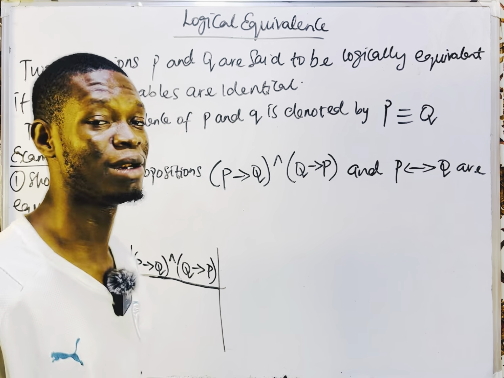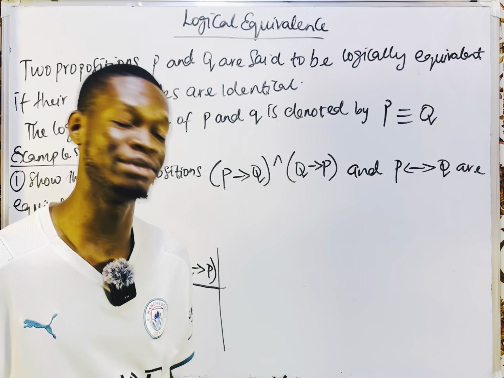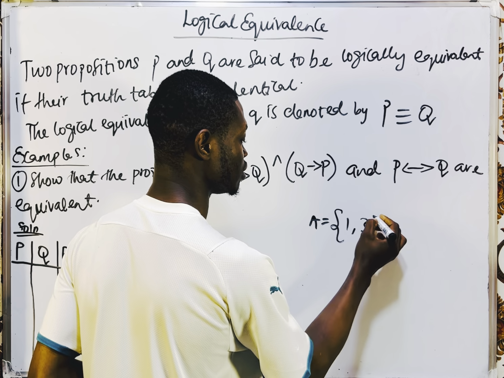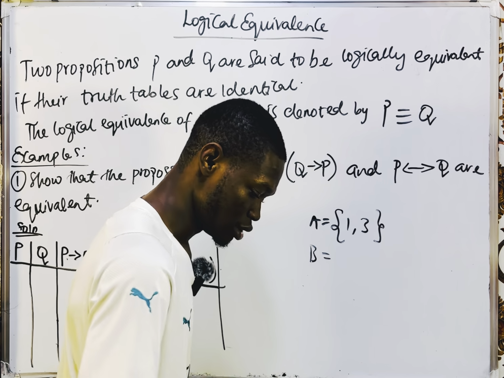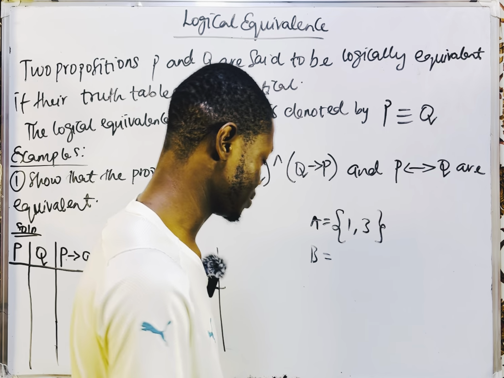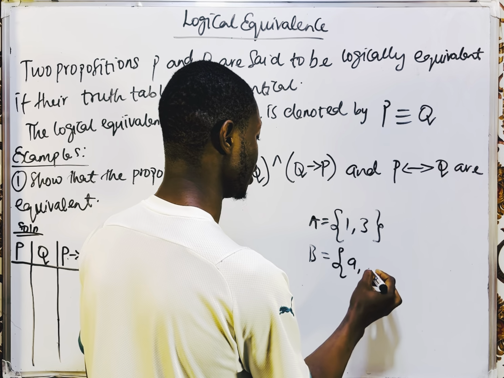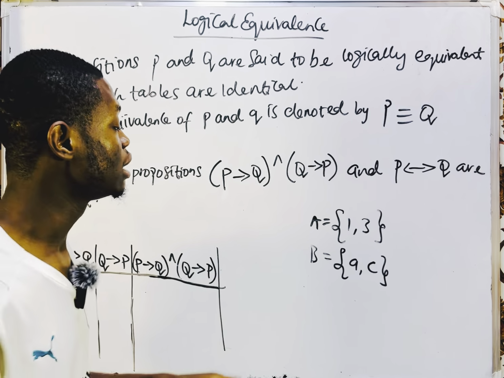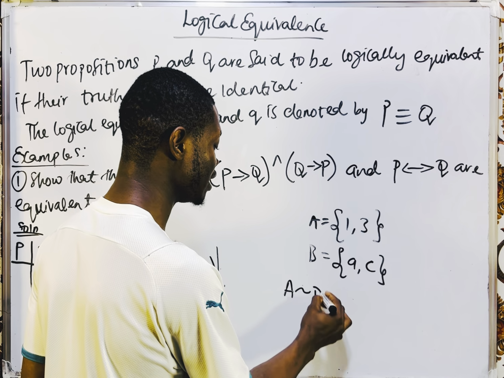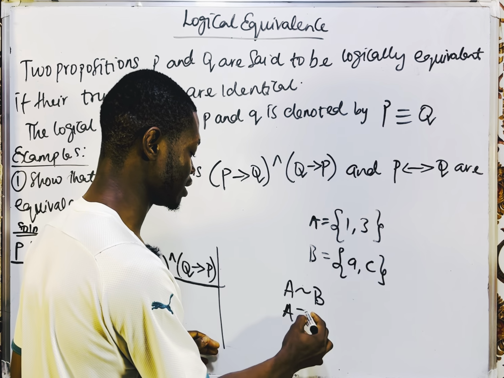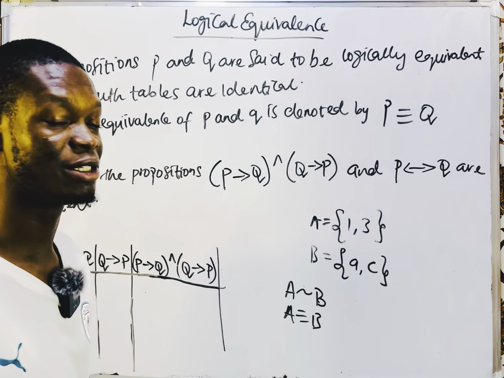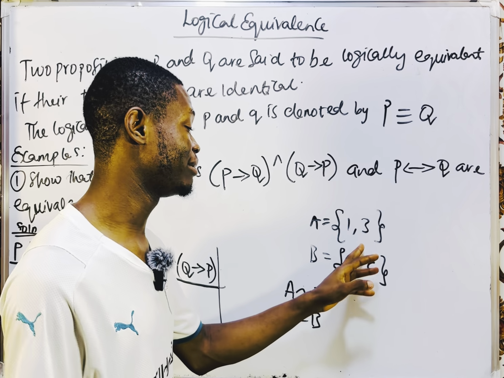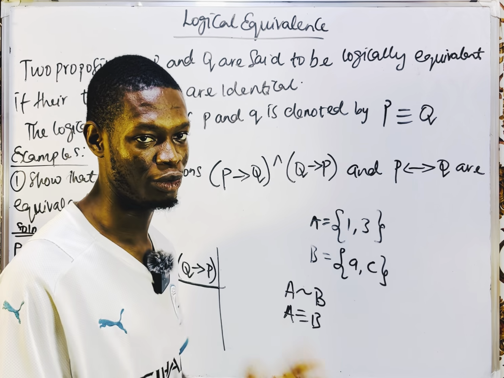So let me just explain what equivalence means using sets. For example, I have set A to be {1, 3}, and I have set B to be, let's say, {A, C}. Set A is equivalent to set B. You can use this symbol or this symbol. The reason is that their cardinalities are the same. How many elements are here? 1, 2. And here? 1, 2. They are equivalent.